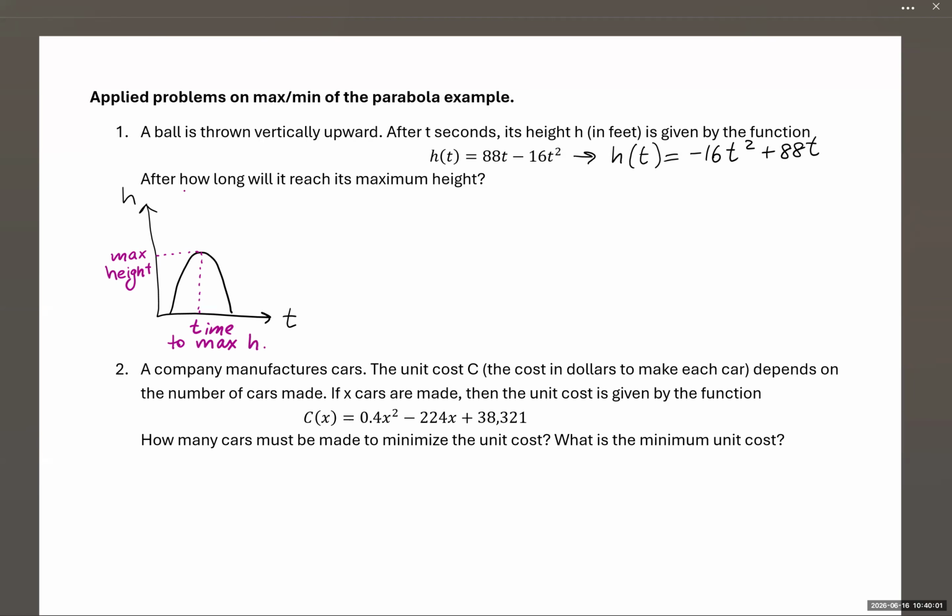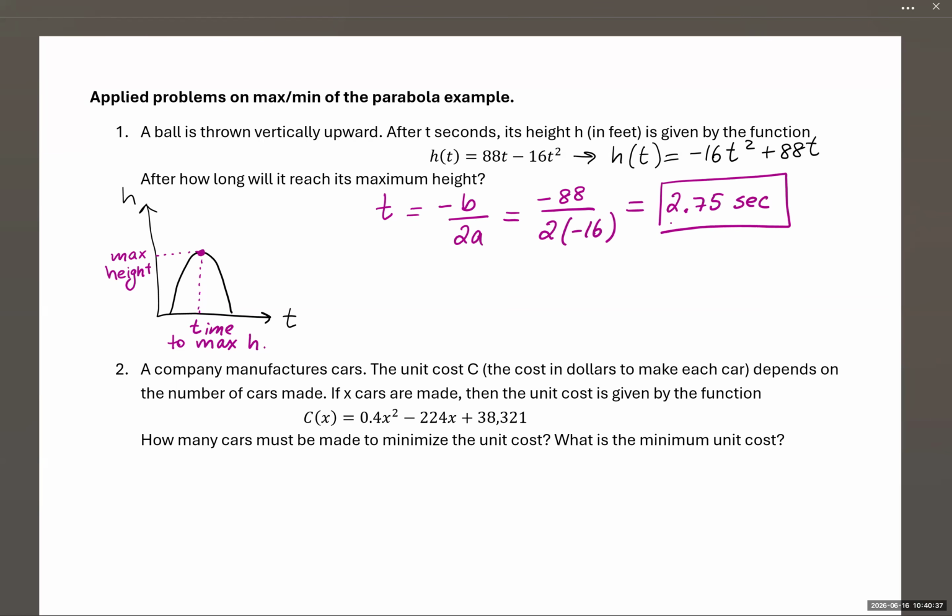We need, it says, how long will it take to reach its maximum height? So we just need the time. We don't need the second component of this. So time to maximum height. Now this is the x-coordinate of the vertex of the parabola. That means it has a formula, minus b over 2a. So b is 88, so minus 88 divided by 2 times negative 16. If you put it into a calculator, you'll get 2.75 seconds. That's how long it will take to reach the maximum height.